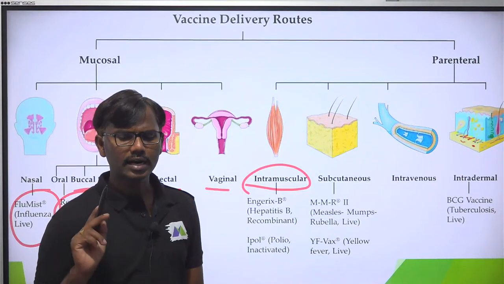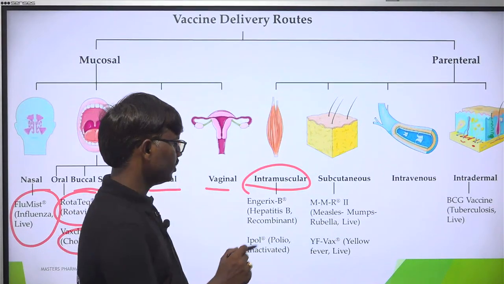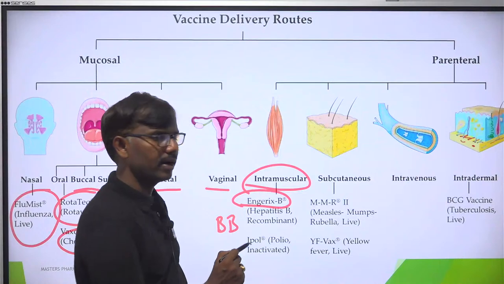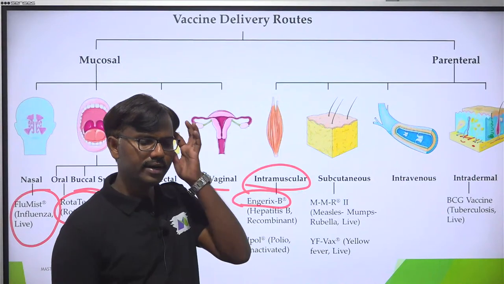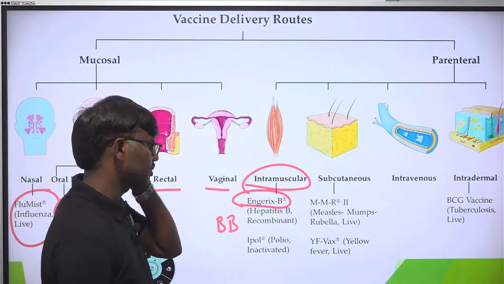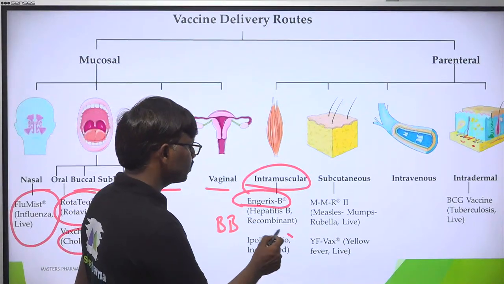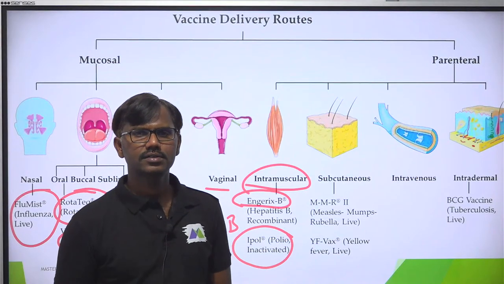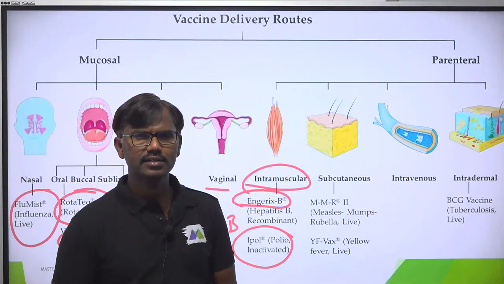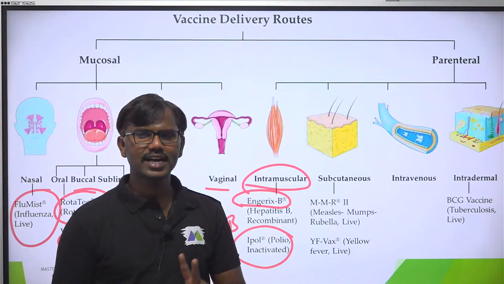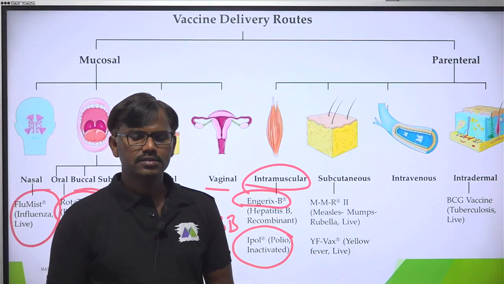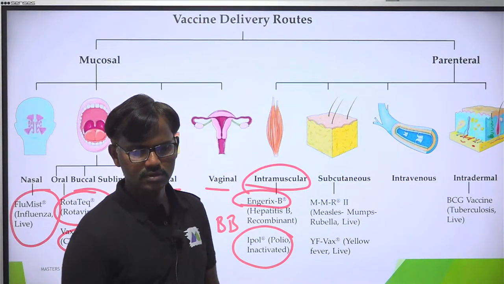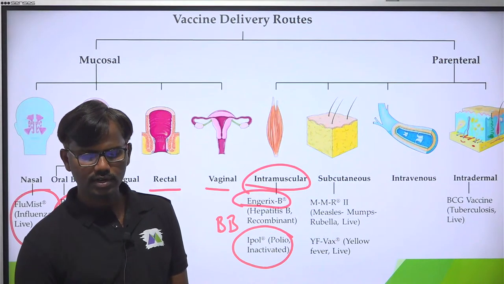What are the vaccines administered by the intramuscular route? Engerix B, hepatitis B, from Bharat Biotech again, is recombinant and is given by the intramuscular route. Another important one is inactivated polio. What is the name of that inactivated vaccine? There are two polio vaccines. What are those two?